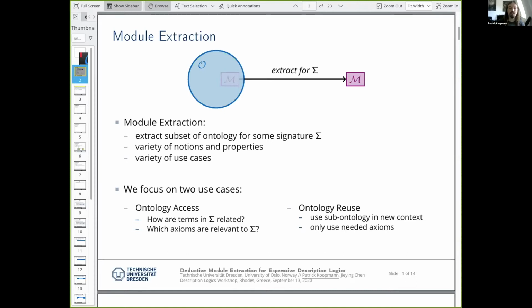So we want to extract the module to use it in a new context where we want to avoid the baggage of having to carry too many axioms with us.